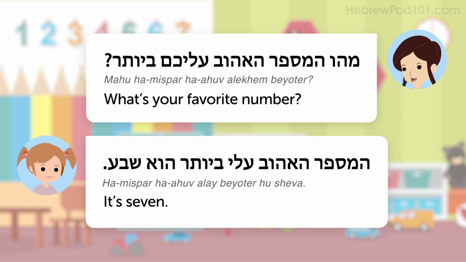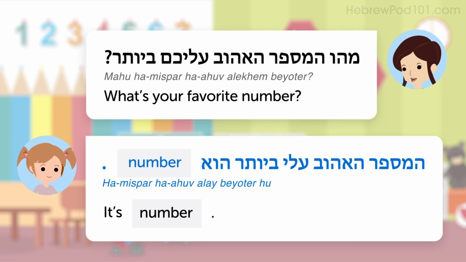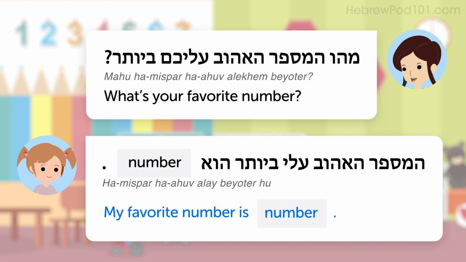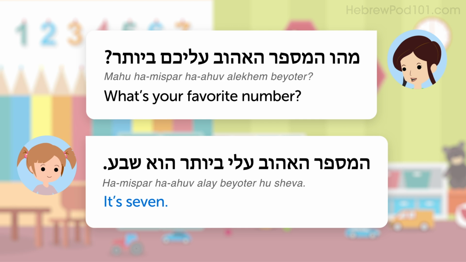Now, how do you answer this question? The pattern is המספר האהוב עליי ביותר הוא number. This Hebrew sentence literally translates into, my favorite number is number. But it means, it's number. For example, it's 7. המספר האהוב עליי ביותר הוא 7.